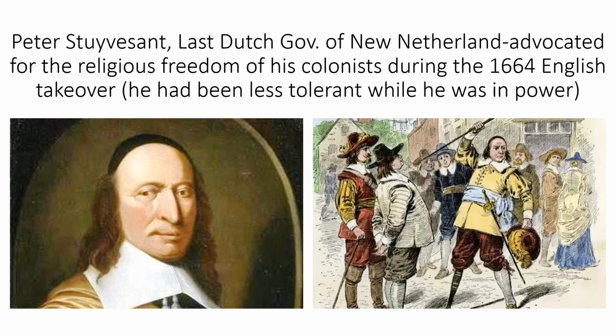In the end, though, the English do take over the Dutch colony of New Netherland, and Governor Stuyvesant will negotiate with the British, or the English technically, to ensure that the Dutch colonists will have religious toleration. So once he's losing his power, he actually becomes a proponent of religious tolerance.